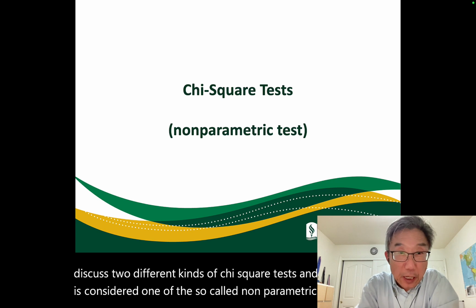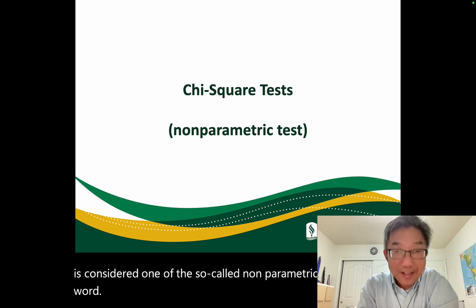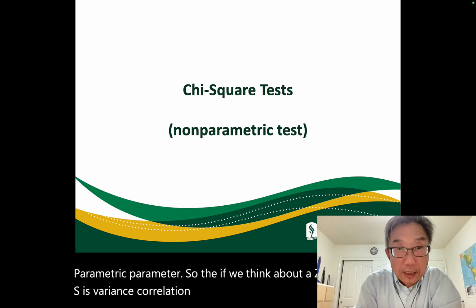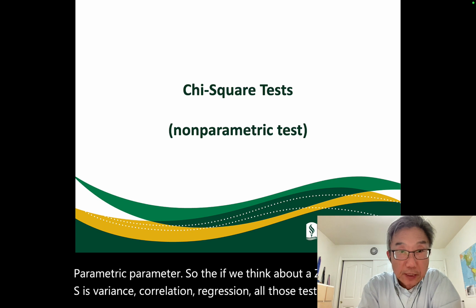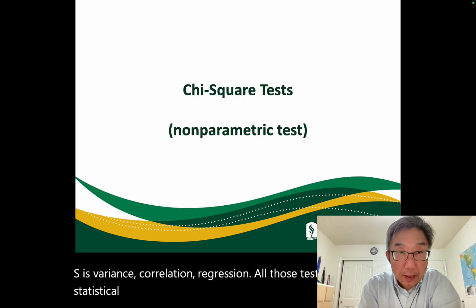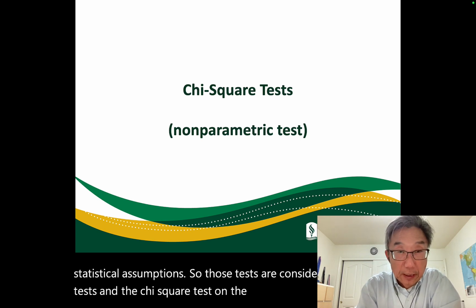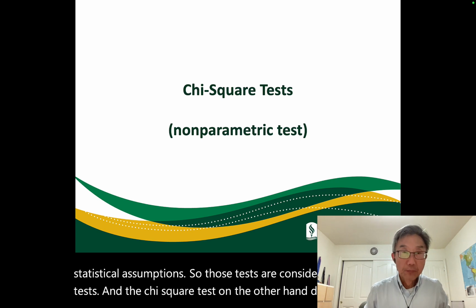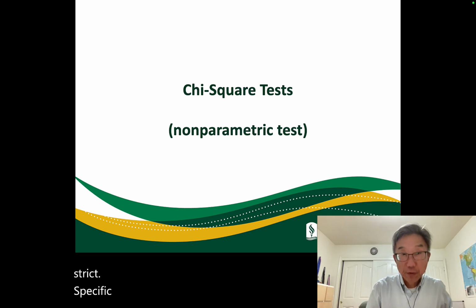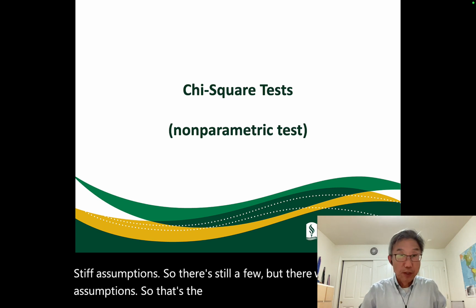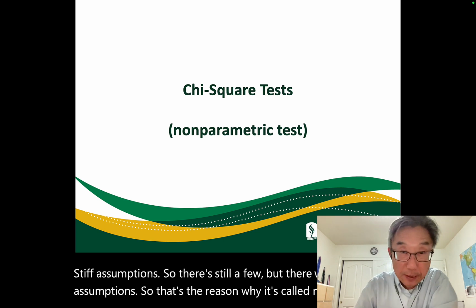So the word parametric, parameter. If we think about the z-test, t-tests, analysis of variance, correlation, regression, all those tests have a set of statistical assumptions. So those tests are considered parametric tests. And the chi-square test, on the other hand, does not have strict statistical assumptions. There are still a few, but very few assumptions. So that's the reason why it's called a non-parametric test.